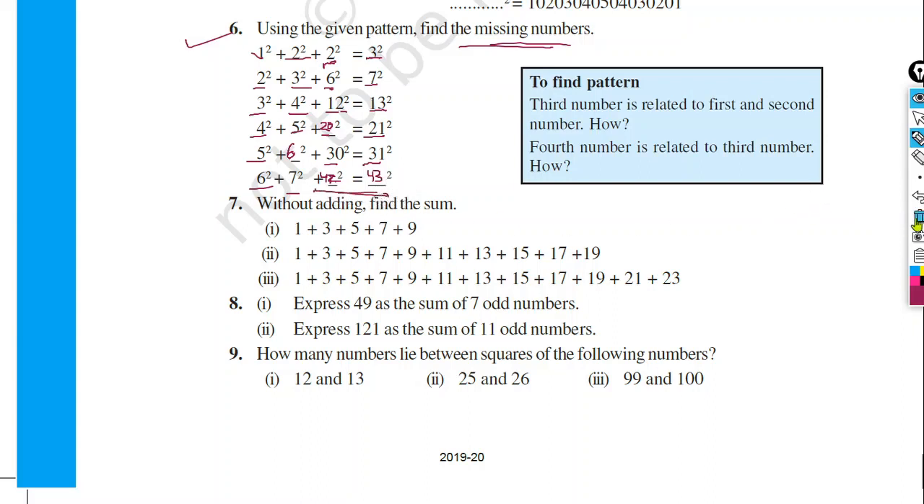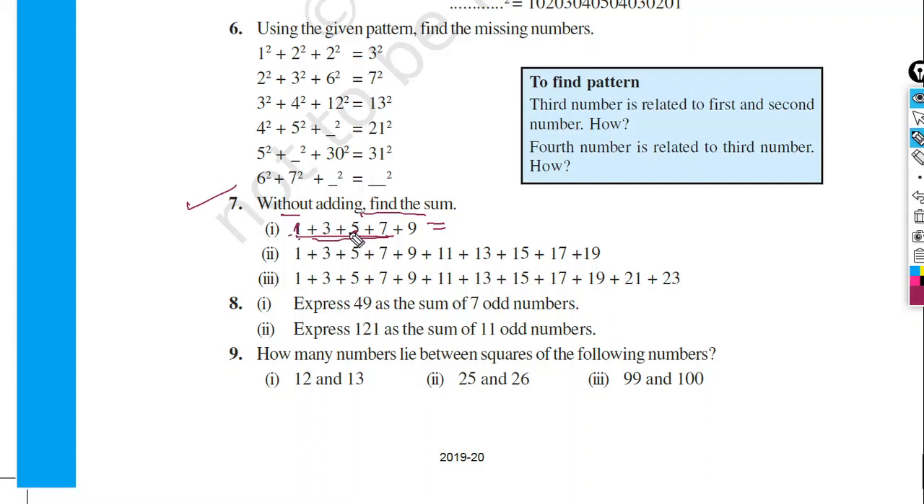Okay, now the next question, number 7. Without adding, find the sum. So you have to find the sum without adding. Here 1 plus 3 plus 5 plus 7 plus 9. Look at it. These are consecutive odd numbers starting from 1. That means 1, 3, 5, 7, 9. We had studied a pattern in the previous class. What was that? The sum of consecutive odd numbers starting from 1 will be a square number.